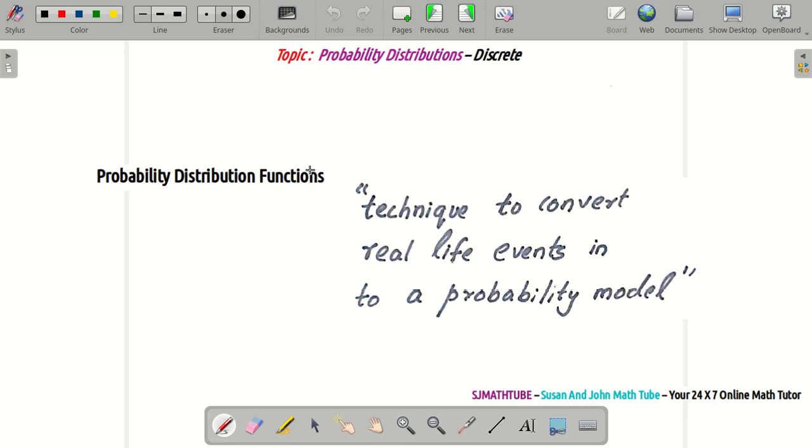So let's move ahead and you can note this definition. The PDF, or probability distribution function, is a technique which will convert real life events into a probability model. So what we do is we do some sort of experiment and we will have the output as probability. That is, we try to visualize the experiment from a probability point of view. Or rather, we use the probability values and we learn about the real life events.